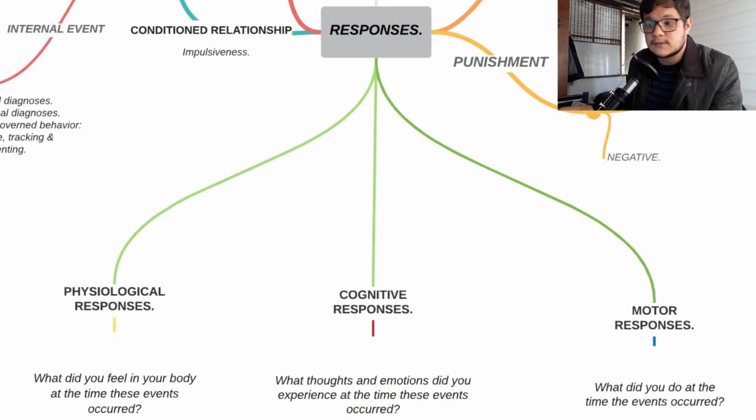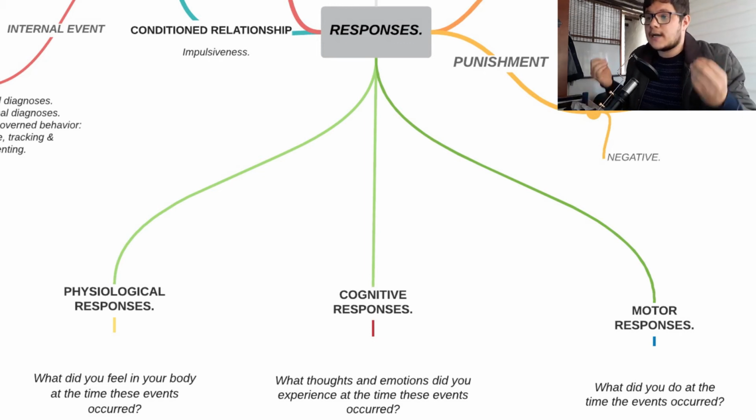Physiological response. What did you feel in your body at the time these events occurred? Cognitive response. What thoughts and emotions did you experience at the time these events occurred? And finally, motor response. What did you do at the time the events occurred?